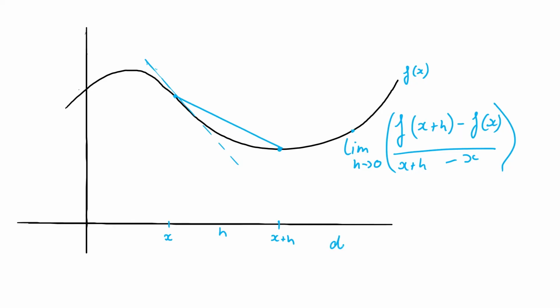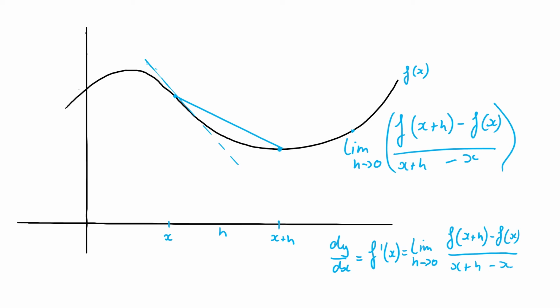So this is how we get our differentiation by first principle. dy/dx, or f dash of x, is going to be equal to the limit as h approaches 0 of f of x plus h minus f of x over x plus h minus x, which we can simplify to being just h. So that is differentiation by first principle.